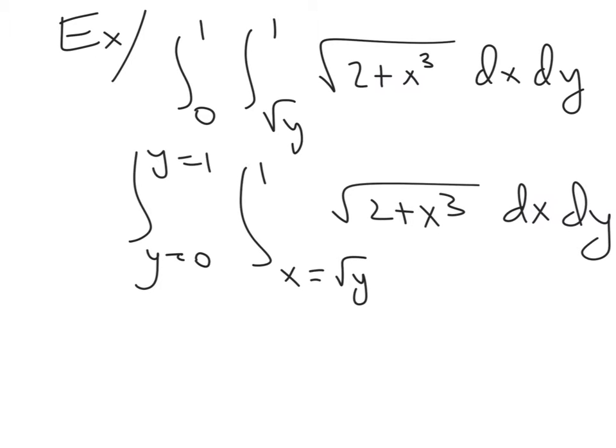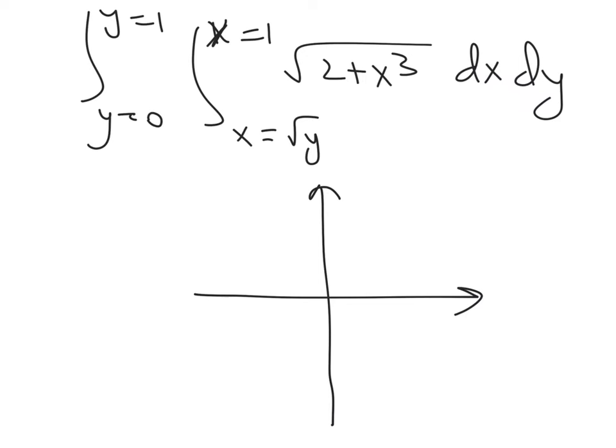To write these bounds, dy was my outer integral, and so these bounds actually mean y equals 0 and y equals 1. dx was my inner integral, so these bounds actually mean x equals square root of y and x equals 1. Now that I've rewritten the bounds in this way, I can make a sketch.